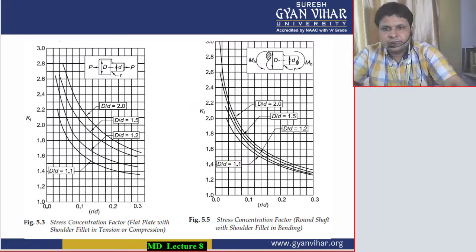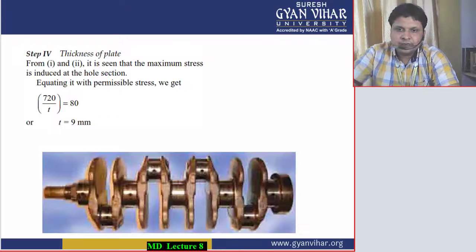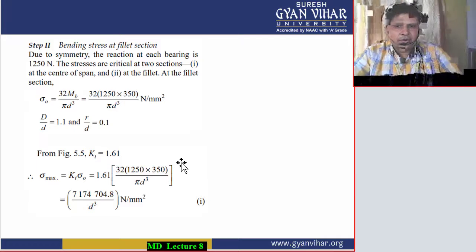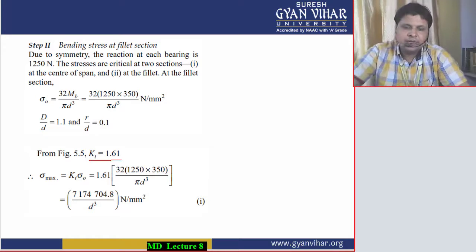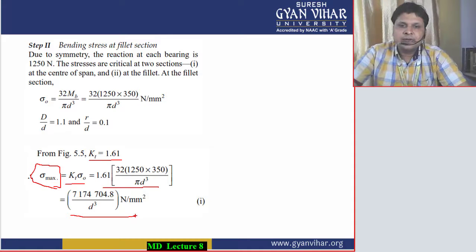So kT is approximately near 1.8, I think. Let's see what has been taken in the solution. 1.61 has been taken in the solution. Use this 1.61 and find the value of maximum stress. Maximum stress is kT into sigma naught. So this way we have calculated the maximum stress also.